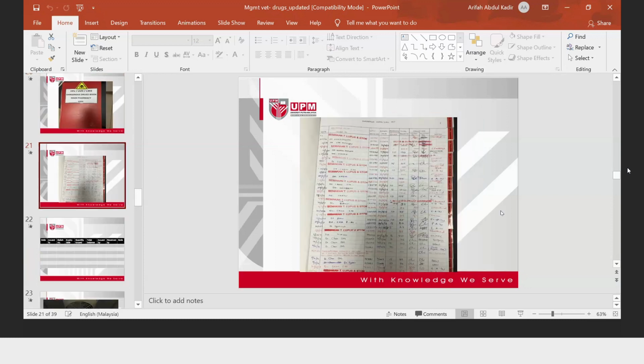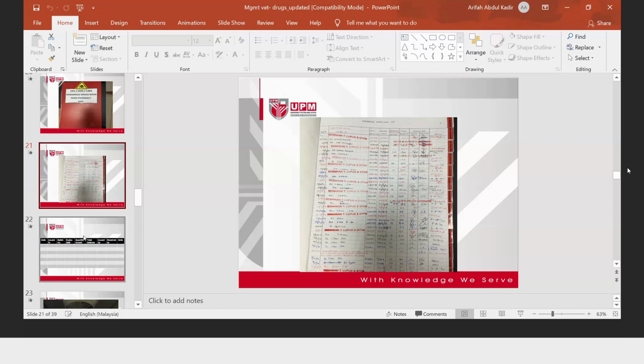Column dia dalam buku macam ni lah. Nanti I tunjuk what are the details. This is just to show you what's inside. Okay, so nanti the heading ni saya akan tunjuk lah apa yang kita tulis dalam buku ni. Okay, ini rupa dia. Okay, then the drugs are being labelled dekat tepi ni.